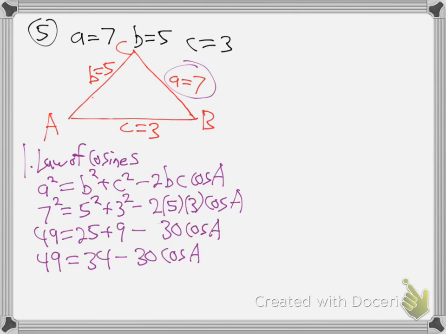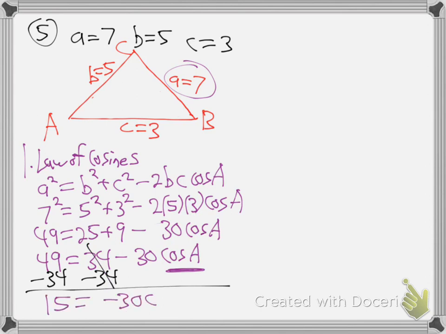Trying to solve for cosine A. I want to get this piece alone first. He's like a big X. Think of him as a big X. You want to solve for him. So what do I do next? Exactly. Subtract that 34. This is gone. And we get, what's that, 15 is minus 30 cosine A. Still trying to get that cosine A alone. What do I do next to get that cosine A alone?